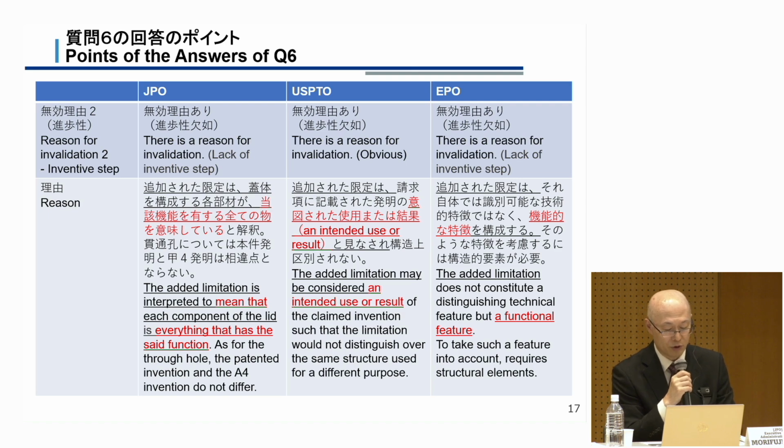I understand that EPO takes the position that the added limitation describes a purpose or effect that constitutes a functional feature and does not by itself constitute a distinguishable technical feature or structural feature. So therefore, it's not considered because there is no structural element. So the result is the same. However, for the claims, I think that indicates the characteristics of each office. So I think it's tough for the patent owner.